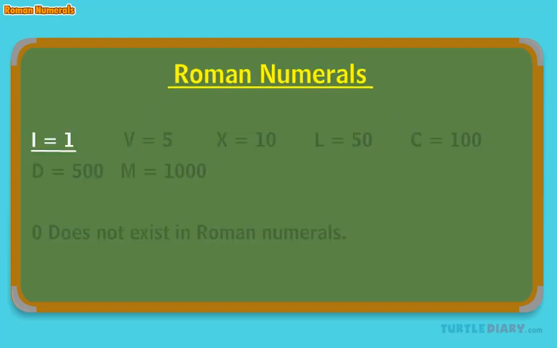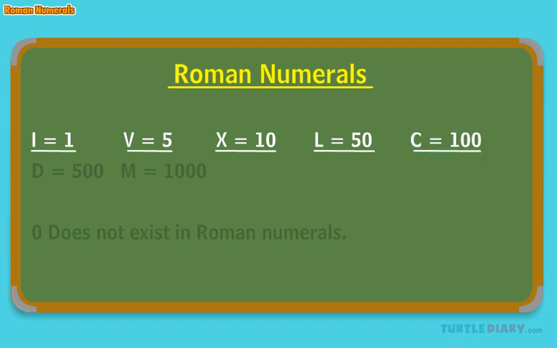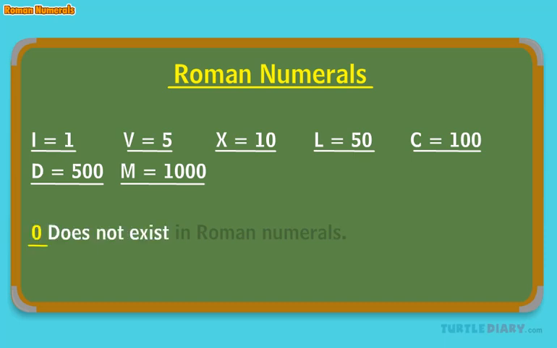I equals 1. V equals 5. X equals 10. L equals 50. C equals 100. D equals 500. M equals 1000. 0 does not exist in Roman numerals. These are the 7 Roman numerals you should know.